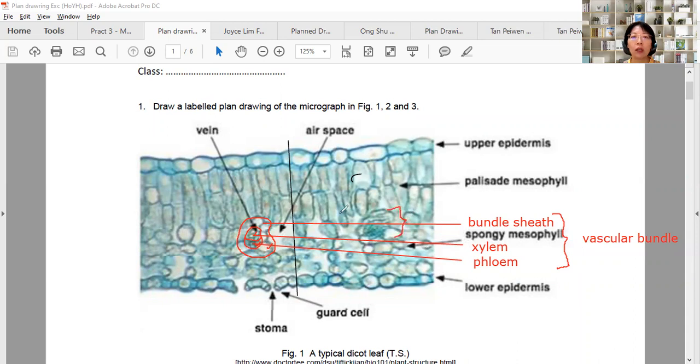Okay, because sometimes in the whole leaf, you only got one vascular bundle. So when you put a bracket, how are you going to put the line for the rest of them? Are you going to put the line here like this? If you can, then good. If you cannot, then how? So I will do it this way. Okay, bundle sheath, xylem and phloem, and I label it vascular bundle. Okay.